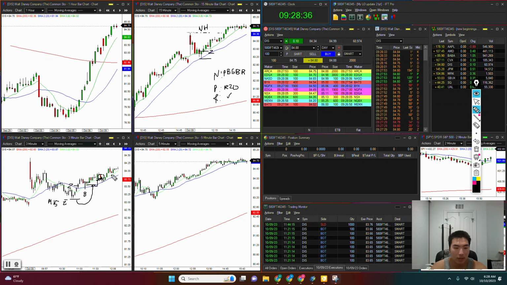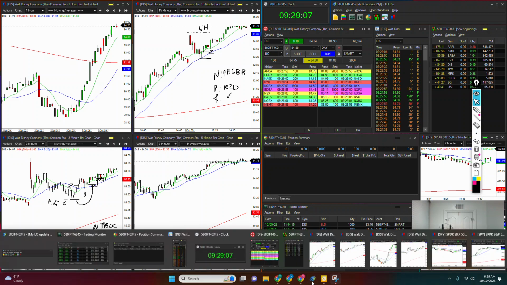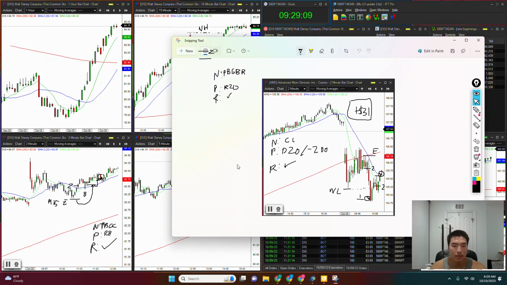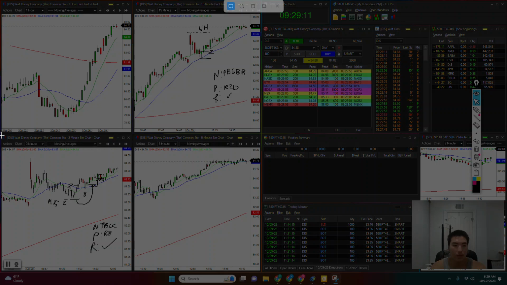That sucked. I should have trailed maybe half off. Trailed too much off, in my opinion. Name, pullback, color change, position, rising 8, risk is good. It's not a bad trade, it's just not ideal.